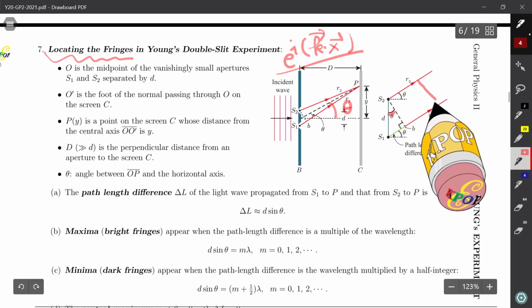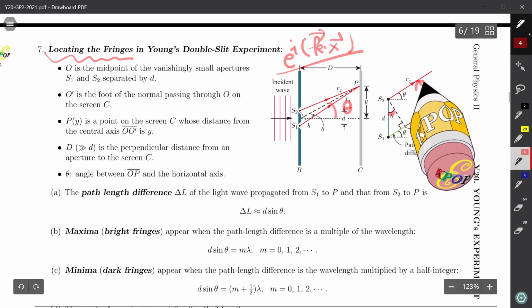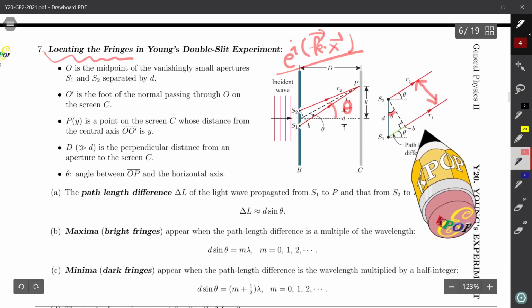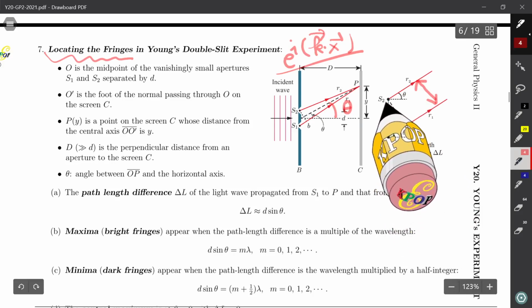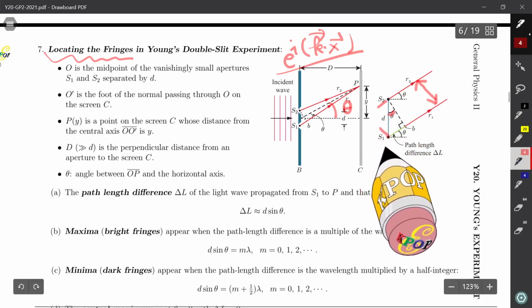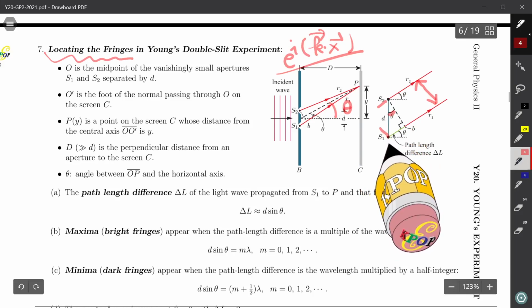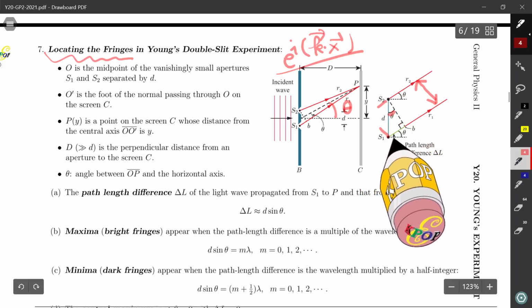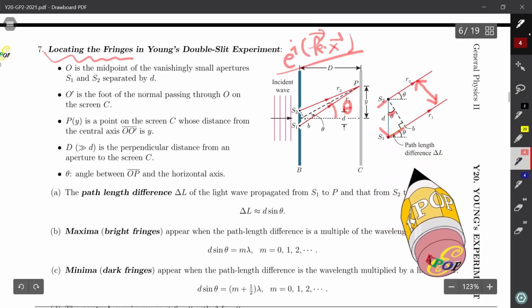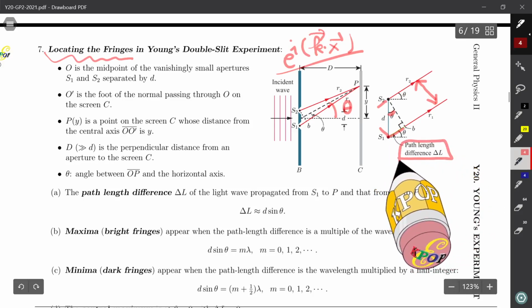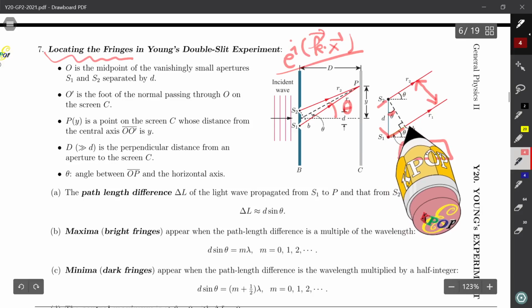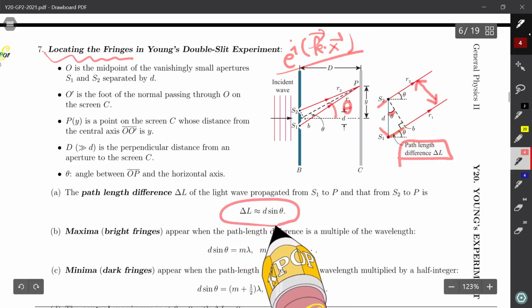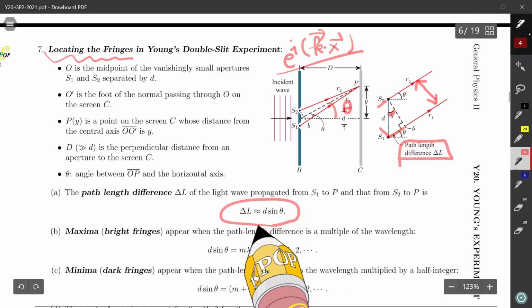This is the perpendicular distance, and this d is the gap between the two apertures. This is a right triangle, so the path length difference delta L is d sine theta. D sine theta is the path length difference.